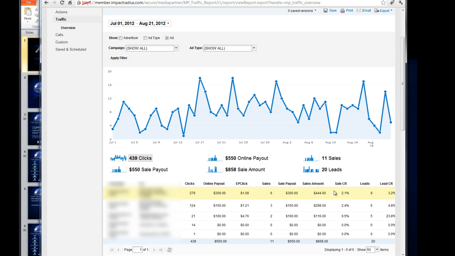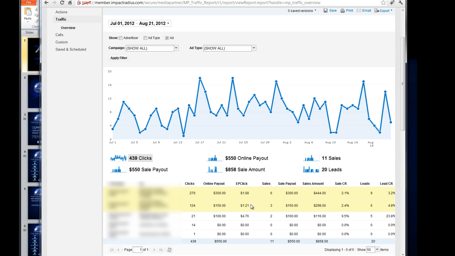So this is pretty good. And from the 279 clicks and 6 sales, I can work out that my earnings per click is $1.08. So if I want to move this campaign to Facebook or Google Plus or Google, I want to make sure I'm not paying more than $1.08. Otherwise I'm going to make no profit.